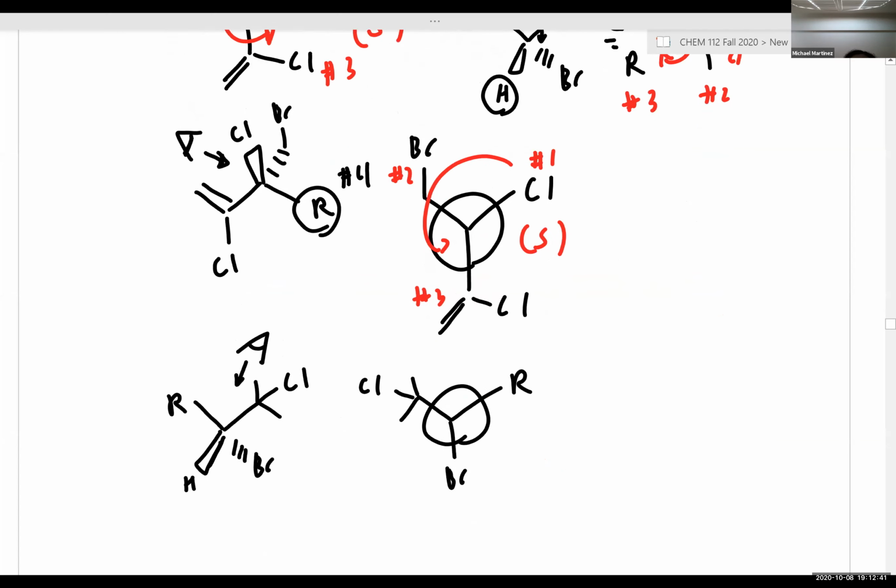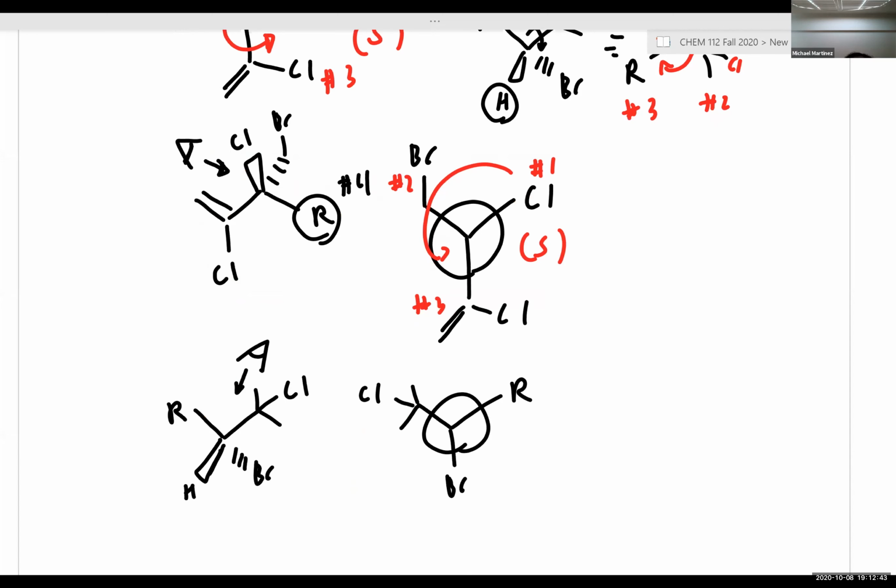So from another perspective, if we're trying to alter our view, if we're trying to take this molecule and rotate it so that now the hydrogen is in the back, another way that you can think about it is just like Newman projections, we're going to view our molecule from the opposite perspective.